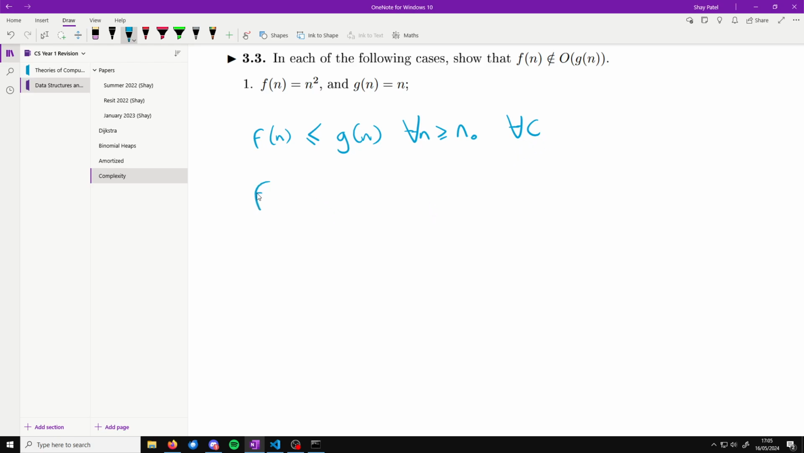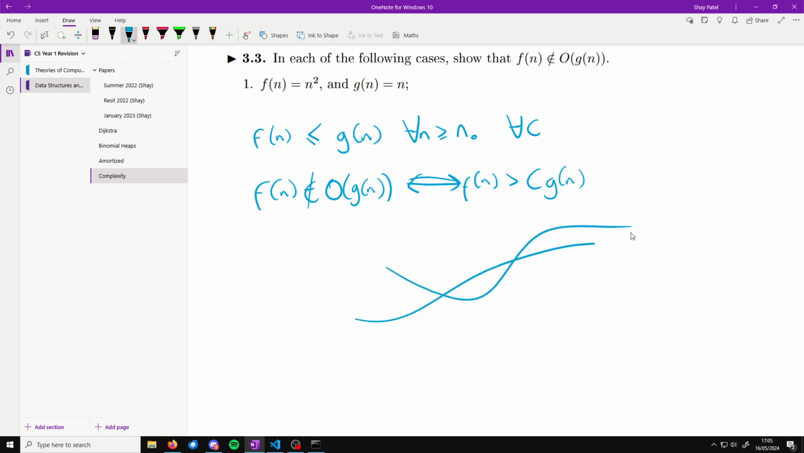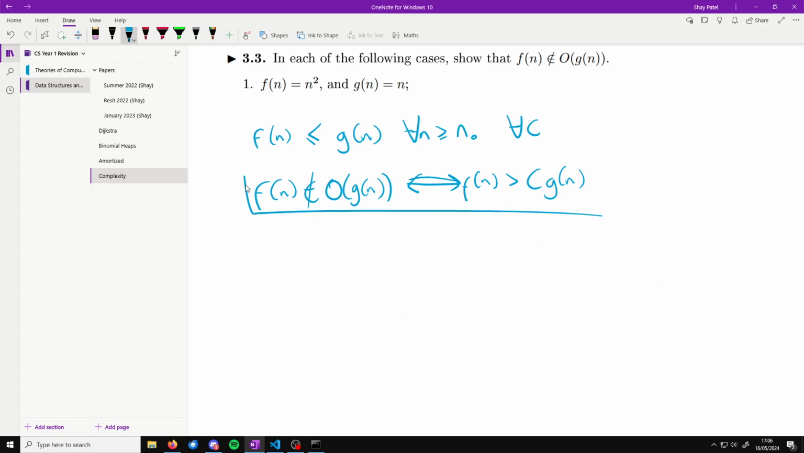Okay, so f of n not in O of g of n is a two-way implication that f of n is greater than c times g of n. And again, this is for some value of n greater than n0, because it might initially be less than it, but we want to show that there is some point after which it never crosses back. So if we have this function here, we want to show that after this point, this function is never going to overtake this one. It's always going to stay below this one, and this one's just going to be an upper bound. So how can we go about proving this?